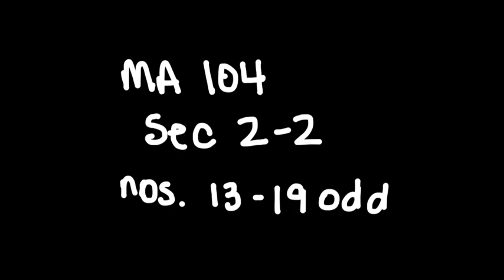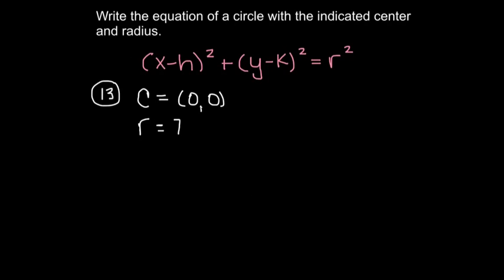We are going to look at numbers 13 through 19 odd of section 2.2 of MA1. We're asked to write the equation of a circle with the indicated center and radius. I wrote the standard form of the equation of a circle here to remind us that whenever we're writing the equation of a circle, we need to fill in h and k for the center coordinates of the circle, and the radius is going to be squared.